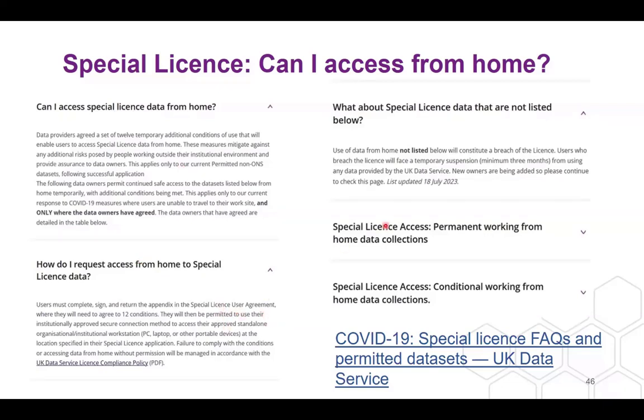So first, in order to know if the special license data are allowed for access from home, we need to check the list of the data which are included in the permitted list. And if it is, we need to complete the appendix on the special license user agreement we saw earlier, in order to agree to 12 additional conditions. Only once we have done those steps and the service has provided the okay, can we access from home.